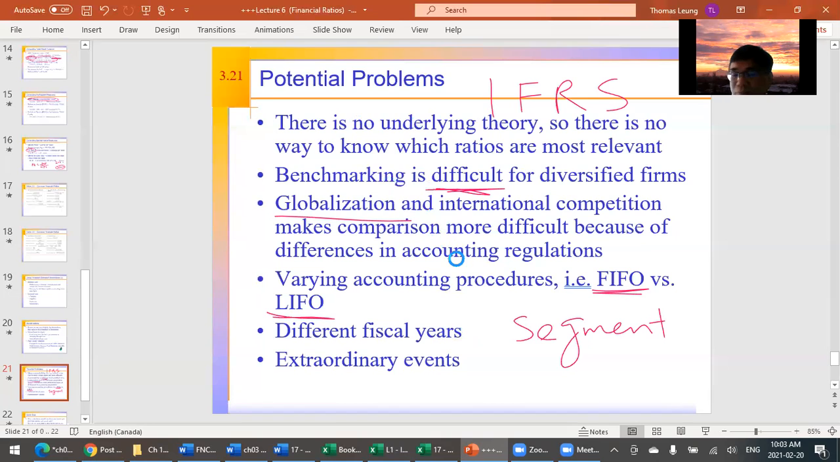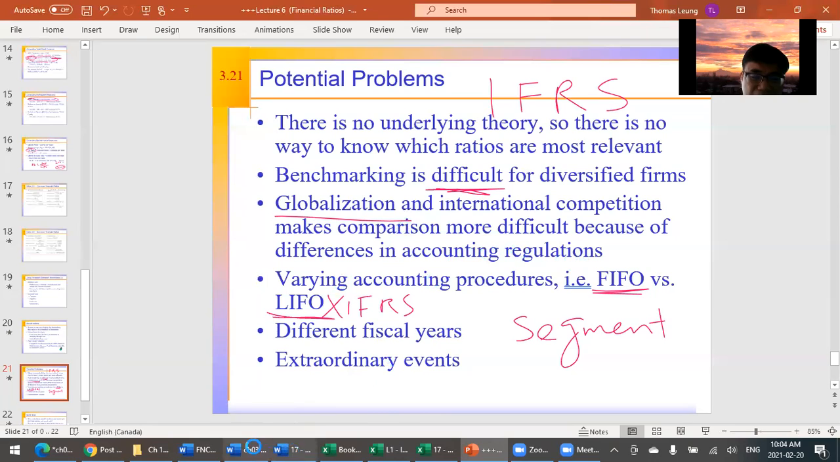Professor, we don't use LIFO in Canada, right? Correct. Remember, this is not accepted by IFRS. But again, the US is still using last in, first out because they are not using IFRS. That's why, as we said, when you compare different countries' accounting reports, we might have problems with it. Yeah, just like this.